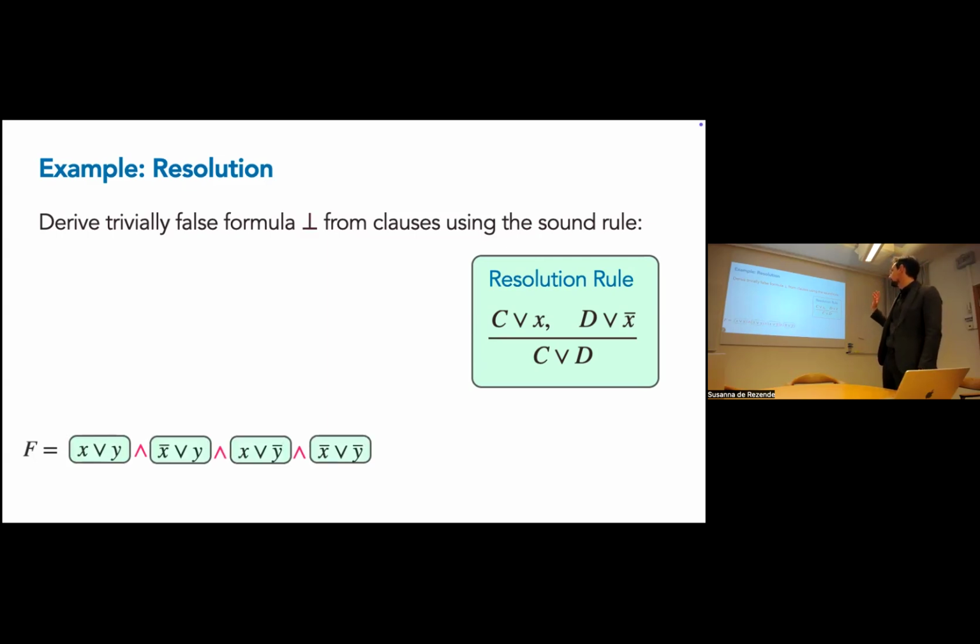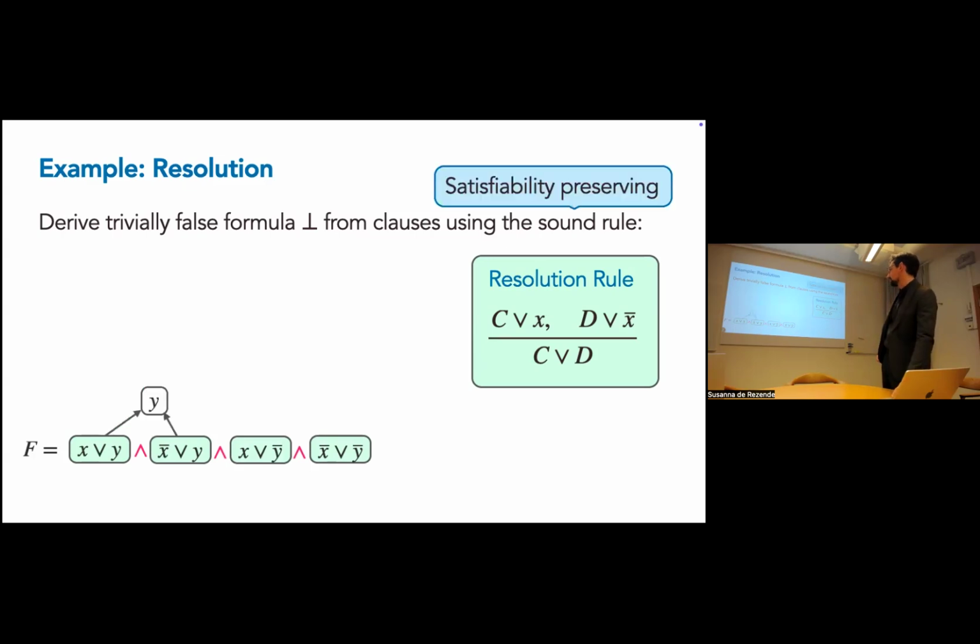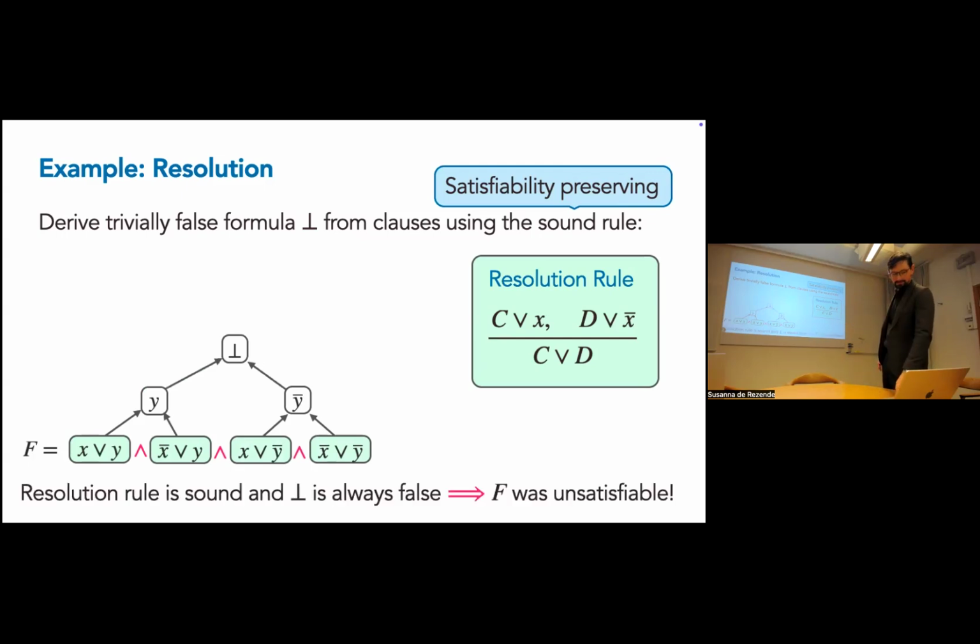Okay, so we can prove this formula. We're allowed to derive new clauses from old ones. So here are the clauses, I've highlighted them. We can take these two clauses and derive Y. The complementary literal is X bar. These two derive Y bar, and we derive the empty clause from it. So very simple. Resolution is sound, which means that this is a proof that F was unsatisfiable.